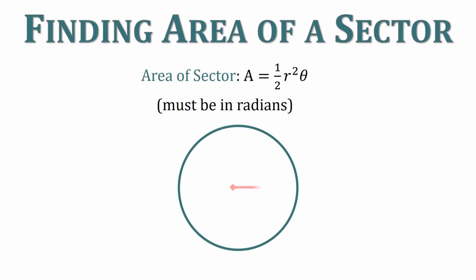So here we have our circle. We have our initial side and our terminal side, and our radius is the initial side or the terminal side, either one. Our theta is the angle on the inside, and it must be in radians. Once we use this formula, we would find this shaded area right here. And area units are always going to be squared. So if this scenario had been in meters, our final answer would have been meters squared.